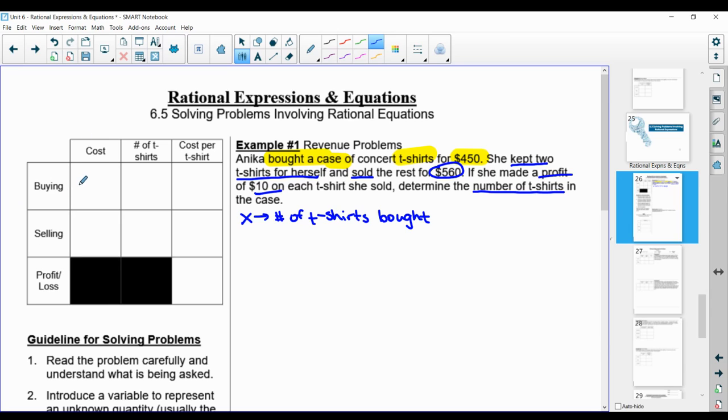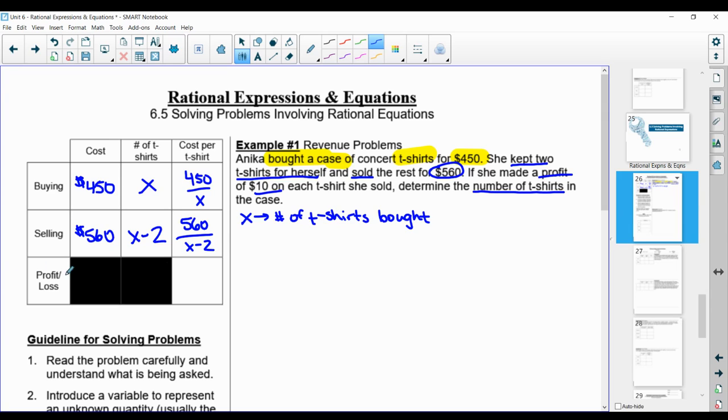First of all, we know that we bought that case at $450. And that was when we had X t-shirts. So if we spent $450 for X t-shirts, the cost per t-shirt would be $450 over X. Now, we sold that case of t-shirts for $560, but because we kept 2 t-shirts for ourselves, that's X minus 2 t-shirts that we sold. So the price per t-shirt would be our selling price, $560, divided by the number of t-shirts that we sold, which was X minus 2.